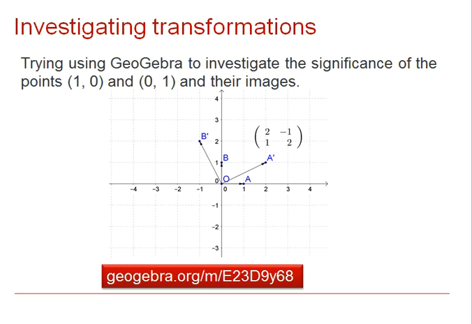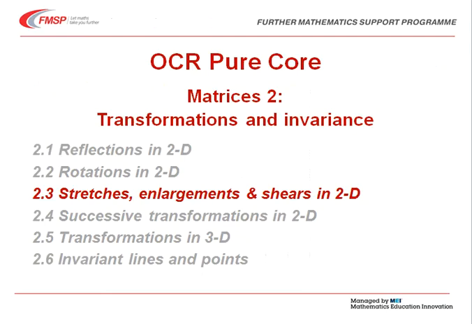As we did in the previous slides, it's useful to use the unit square, or in effect the points 1, 0 and 0, 1, which are again in effect the identity matrix, and the images, in order to help work out what the matrices will be for particular transformations. In the next session, 2.3, we will look at more transformations, for example, stretches, enlargements and shears in 2 dimensions, and the matrices that would represent these.